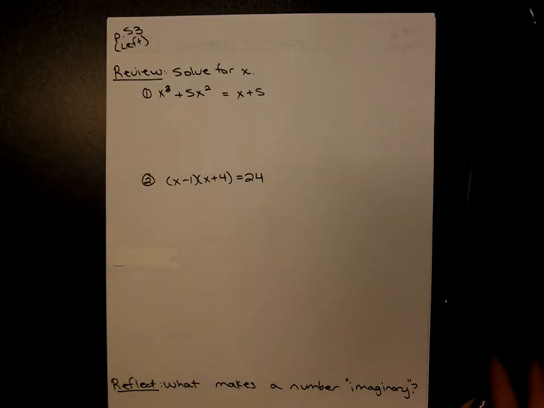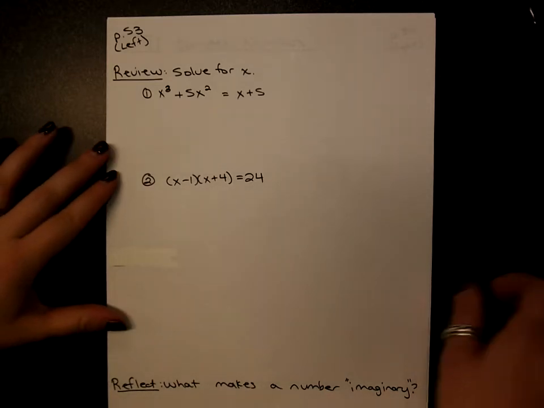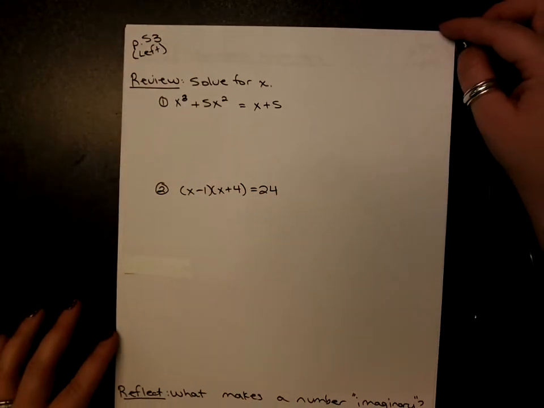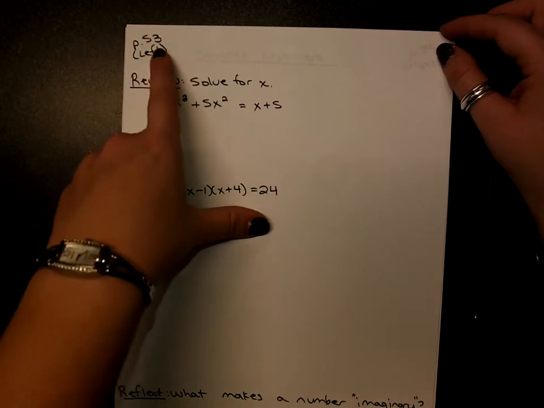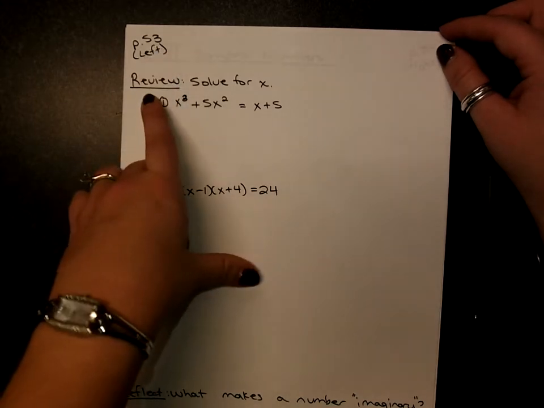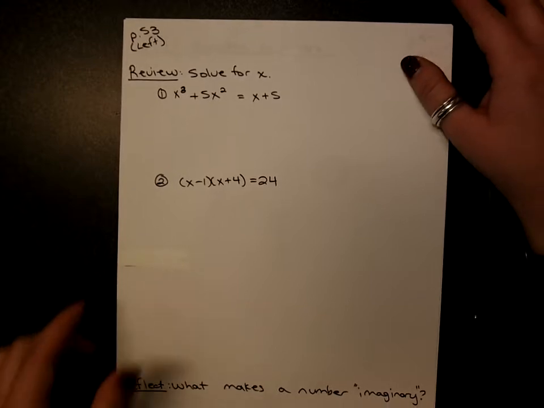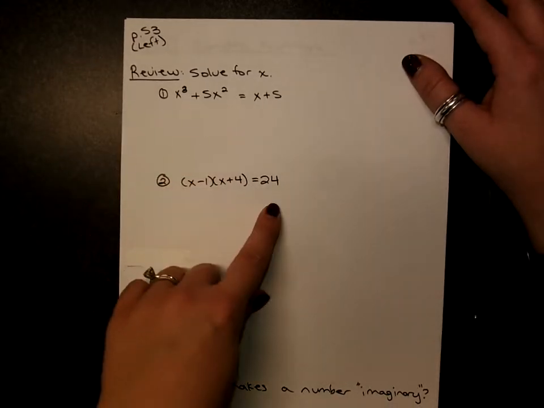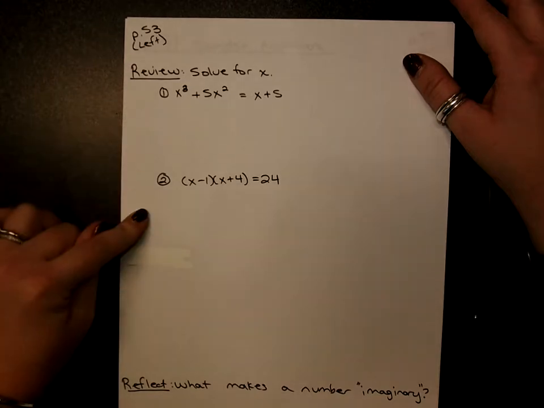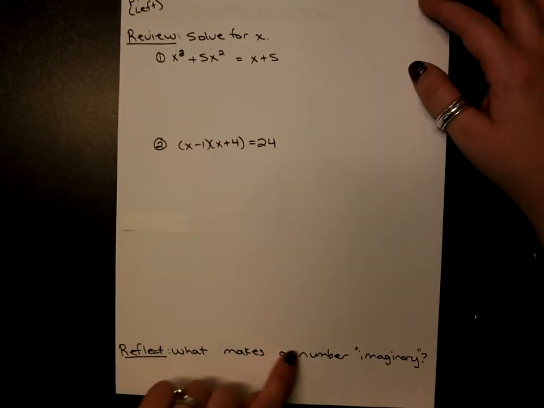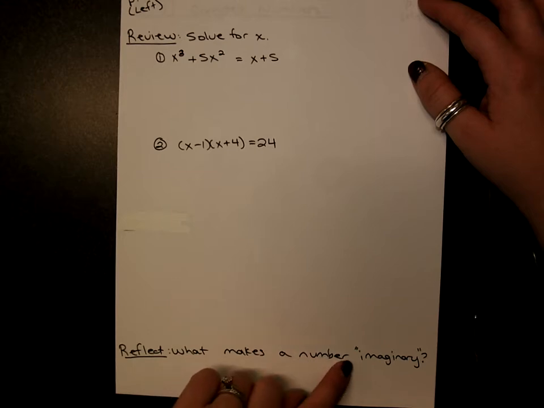Alright, this lesson is for Friday, what we would normally do on Friday. What I'd like to do is turn to a clean set of pages in your notebook. On the left, you'll have page 53, and I'm going to do a quick review and reflect. I would go ahead and pause the video and take a minute to write down the two review questions, try number 1 and try number 2. And then also write down the reflection question, what makes a number imaginary, which is what this lesson is about.